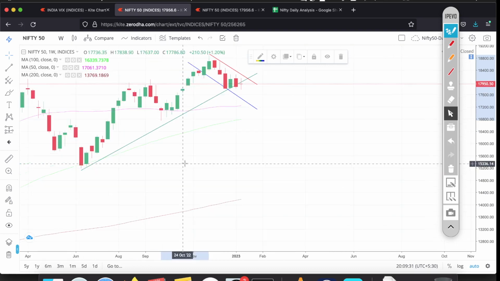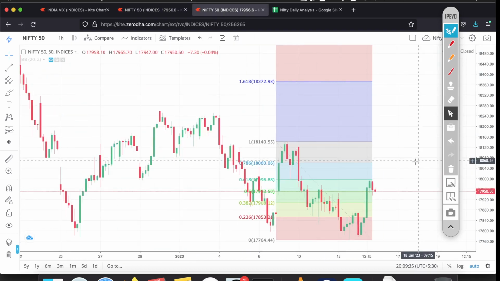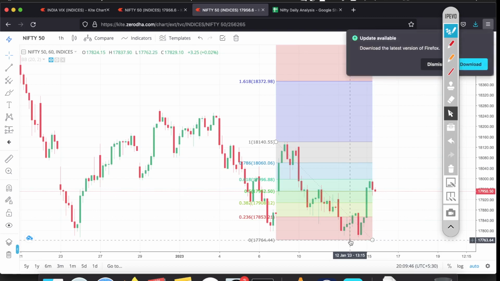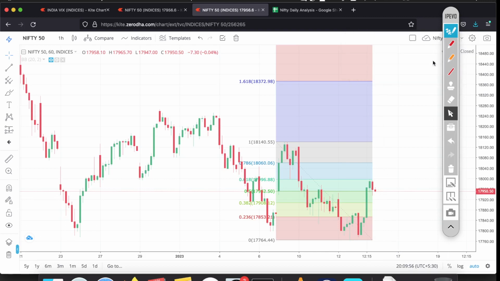Okay, so looking at the hourly candle, the hourly candle's retracement is from here. From yesterday's low, around 2 o'clock, somewhere around there, it found the lows. From there, the retracement hit, in the hourly retracement diagram, this 62% level, which is the golden ratio, a very key level.